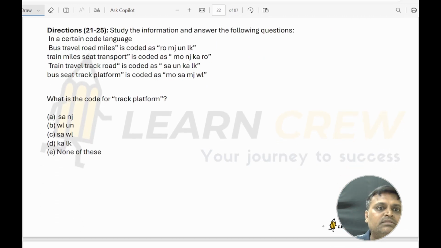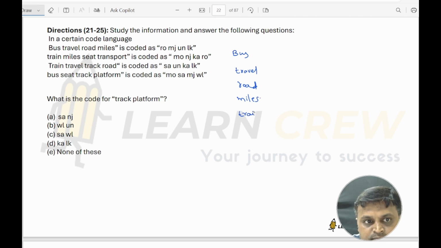The puzzle based on coding and decoding. Please see here: bus travel road miles. We have to write the codes for all. So I am writing starting from bus, travel, road, miles. I have to write the codes for each and every word.